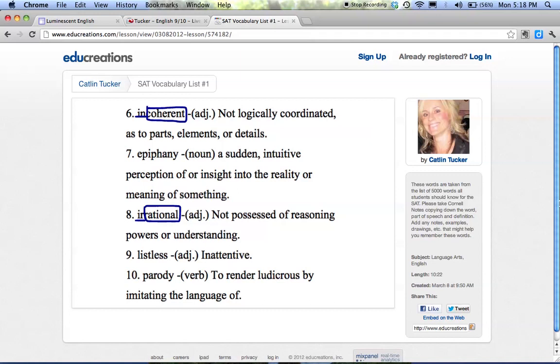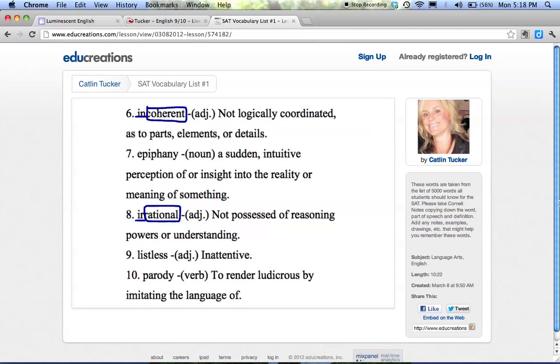Number 9 is listless, and listless is an adjective, and it describes someone who is inattentive. I think this definition is a little limiting because listless implies that the person is really low energy. Maybe they're easily distracted, but they're not paying attention because they're low energy. They're not attentive. So to be listless is to be inattentive.